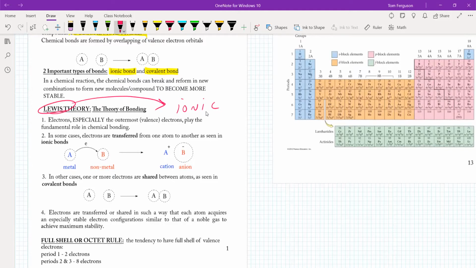Lewis postulates an ionic bond will actually have a transfer of electrons. So whenever you think ionic, it is a transfer of electrons. When we have a transfer of electrons, that means that one of them is going to be deficient in electrons. The other is going to be a surplus of electrons. The one that's deficient of electrons will become positively charged.